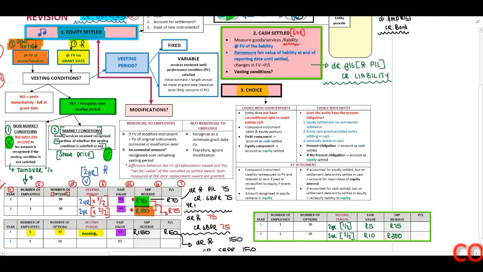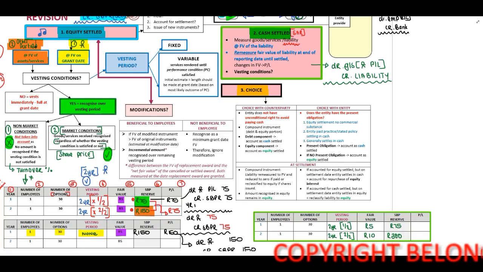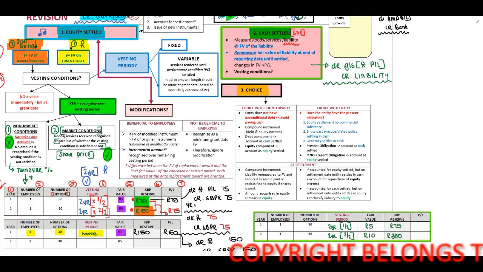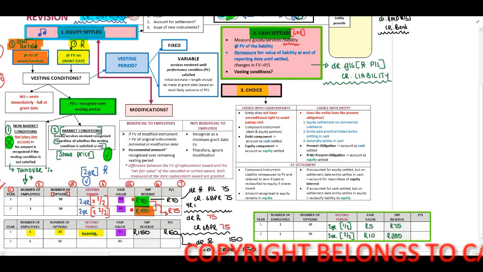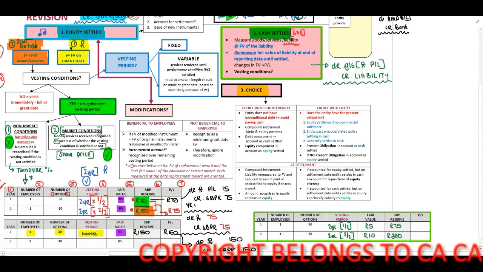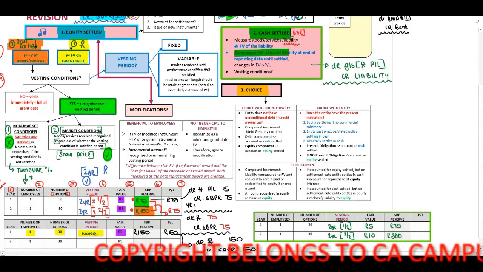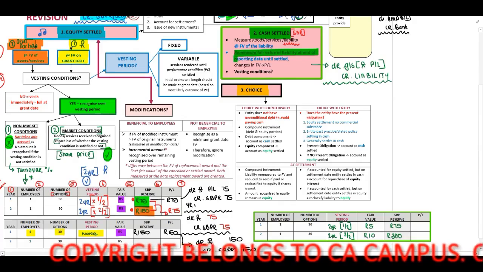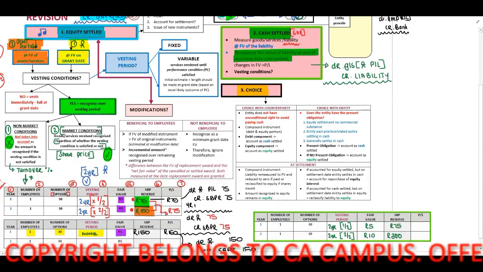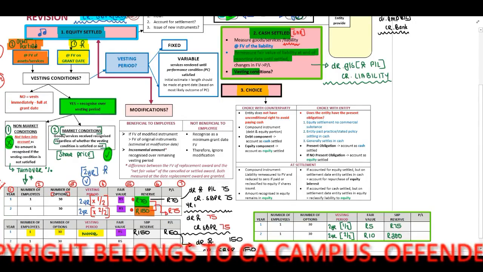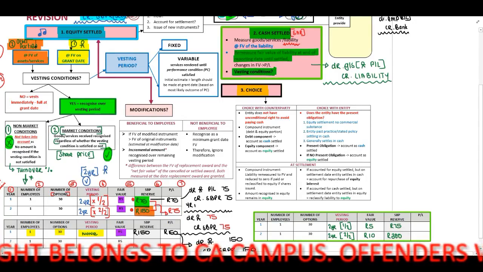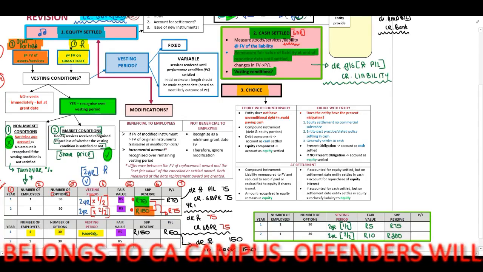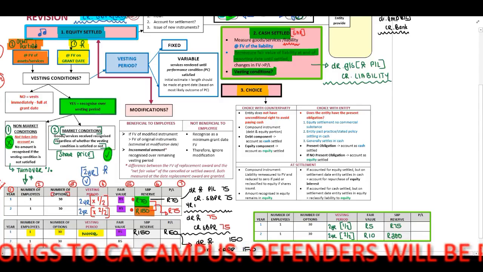Now you can refer to our cash settled share-based payment transactions, the light green block. Remember, we've indicated that you need to know that if there's cash settled transactions, you need to remeasure the fair value of the liability at the end of each reporting period. And the vesting conditions rules will be exactly the same as per our equity settled.